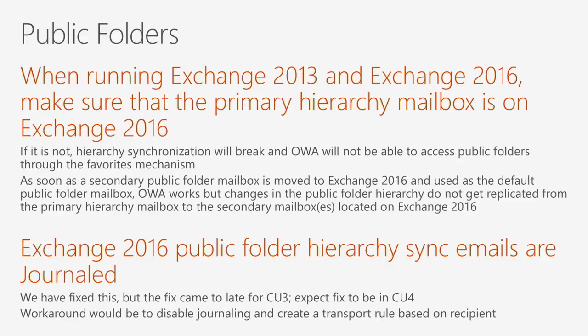The other thing right now is that public folder hierarchy sync emails are getting captured by the journaling process. So if you are using journaling in your environment, you are going to see these replication sync messages get into your journal mailbox, and you're free to go in and delete them. That won't harm anything. But for right now, that is happening, and we do expect that to be fixed in CU4. The workaround would be to disable journaling and use a transport rule, but I fully understand that is not a tenable workaround for everybody who's going to be in this situation.